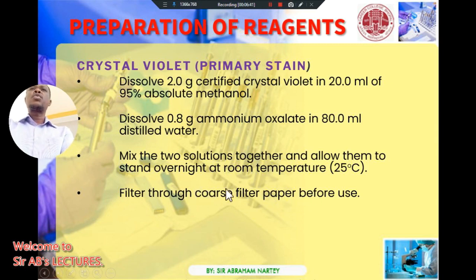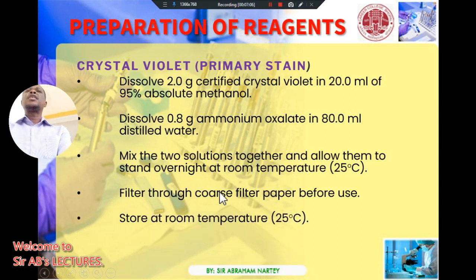And then we are using coarse filter paper. In the laboratory, we have two different types of filter paper: the fine one and the coarse one. The fine one removes very minute particles. Because we are working with color or dye, when you use the fine one, it is also going to interfere with the particles that form the dye. So we use the coarse one for this purpose. After you filter it, you also allow it to work.